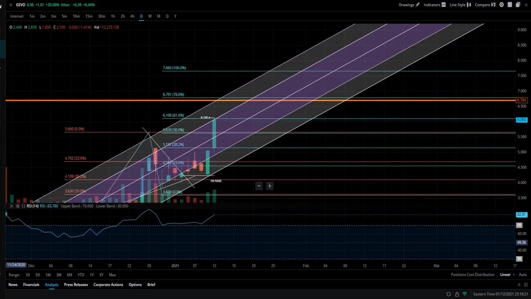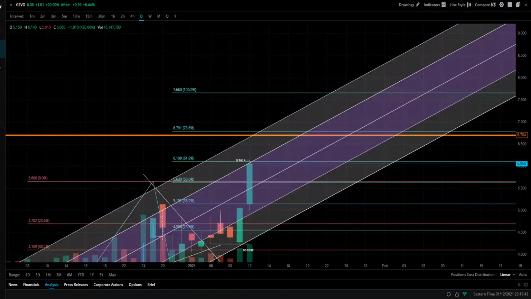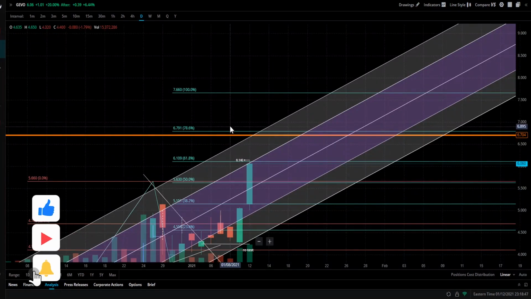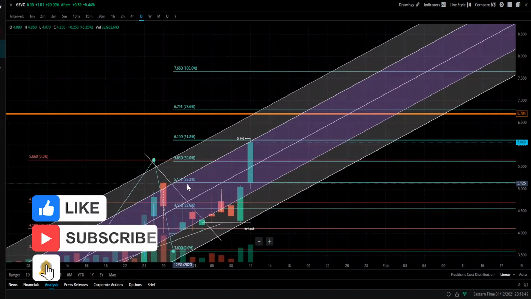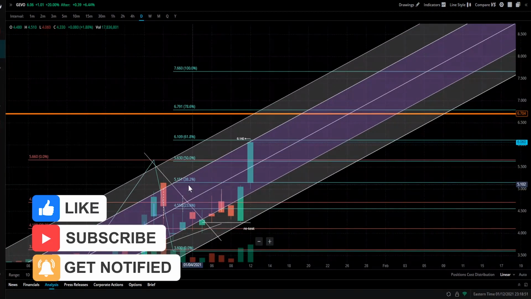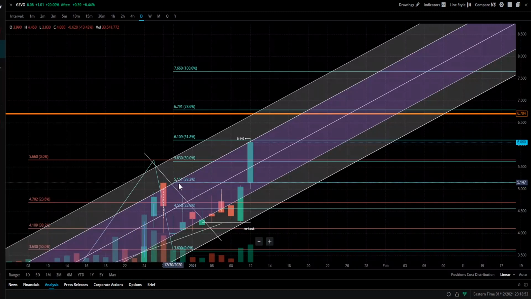So what level should we look for? If we continue to run further, how far can we run? Today, if you notice here, we opened at the 38.2% Fibonacci extension level, which is at 5.15, and then we pushed all the way up to the 78.6% Fibonacci extension level, which is at 6.79. All right, or close to it.